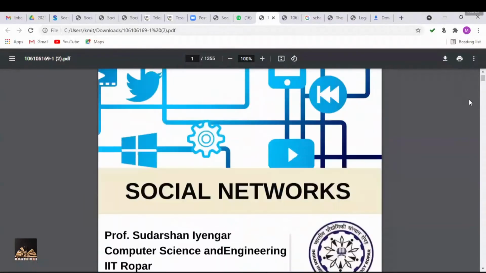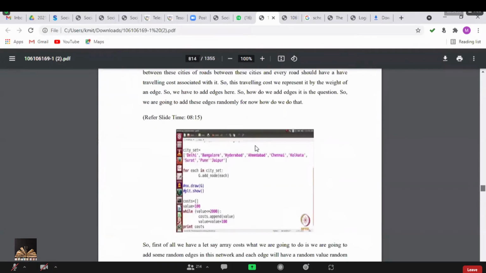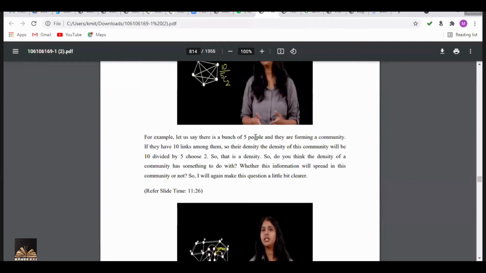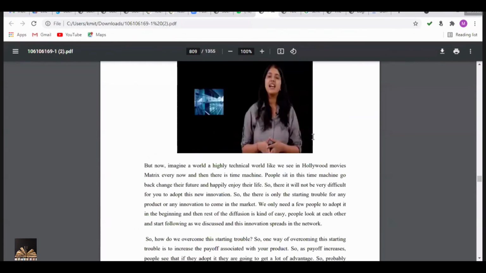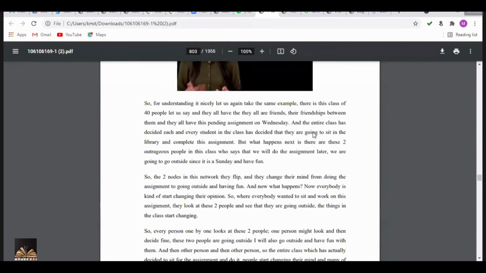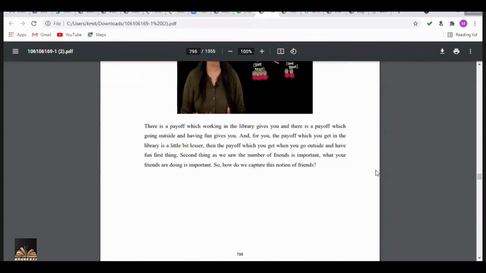The document. So here, what I try to explain is what the cascading behavior in networks is, right? For that, I am taking these slides to make you understand the things very quickly.